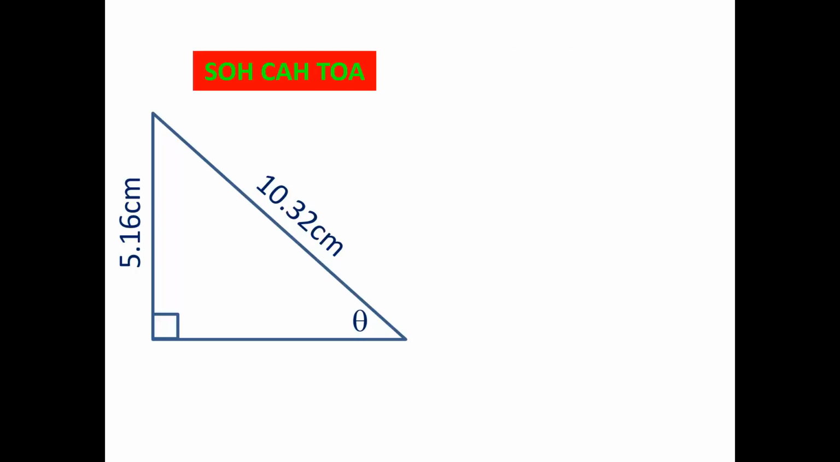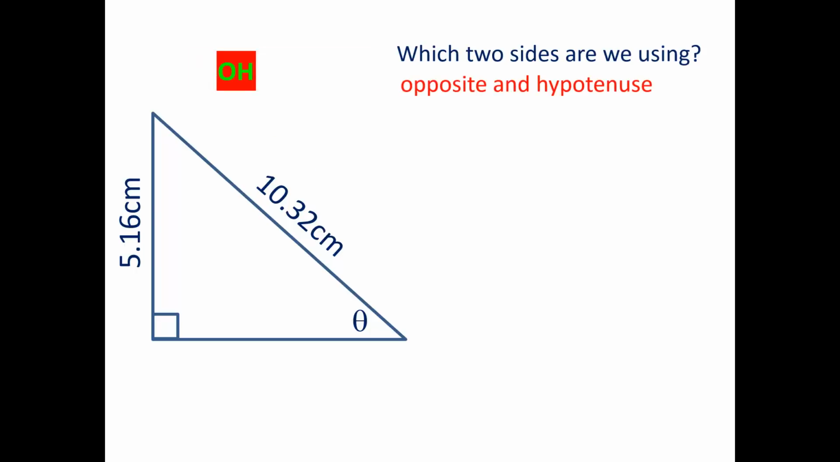So we've got the four W's again to help us find theta. Which two sides are we using? Well, we've got 5.16 is the opposite, 10.32 is the hypotenuse. So there we are, there's O and H in SOHCAHTOA. So it's trig ratio, well, it goes with an S for sine.